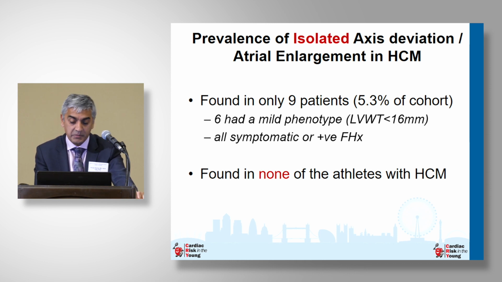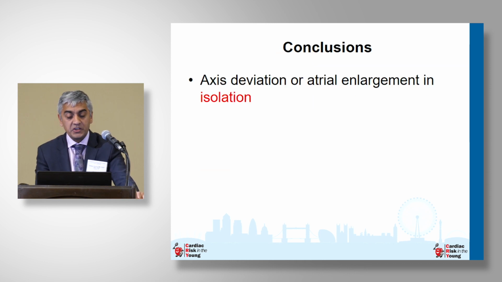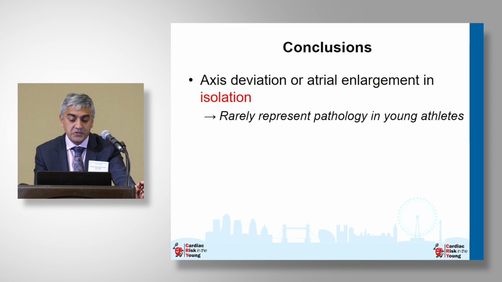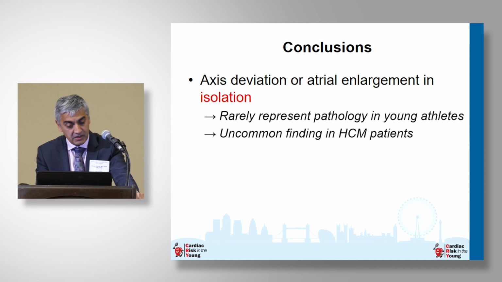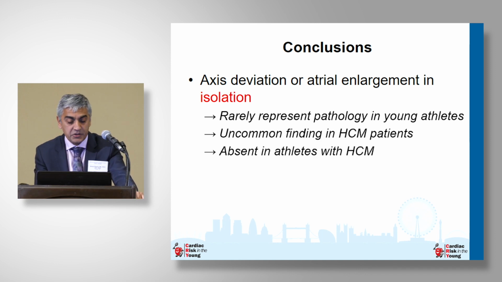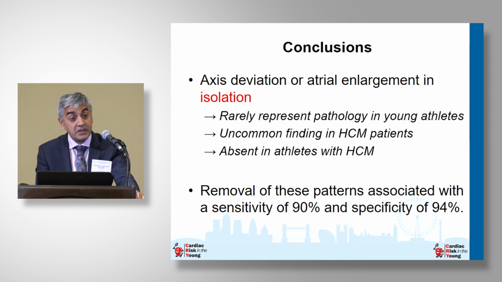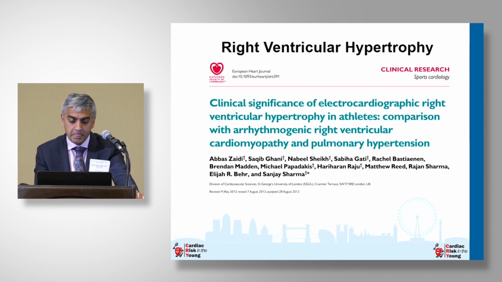They had other abnormalities. And based on this, we concluded that axis deviation or atrial enlargement in isolation on its own rarely represents pathology in young athletes. It's an uncommon finding in hypertrophic cardiomyopathy patients. It's absent in athletes with hypertrophic cardiomyopathy. And when we removed these patterns, we found that the sensitivity remained 90% and the specificity increased to 94%.